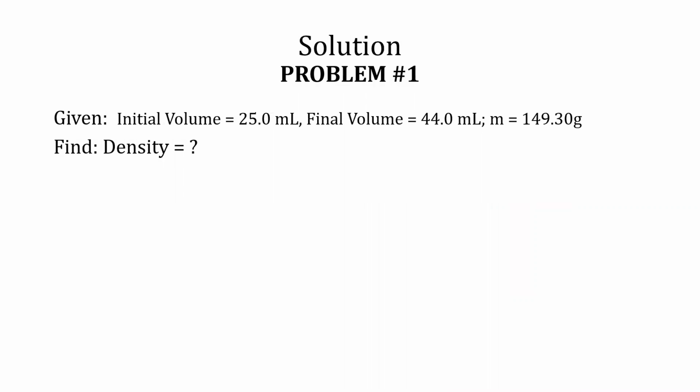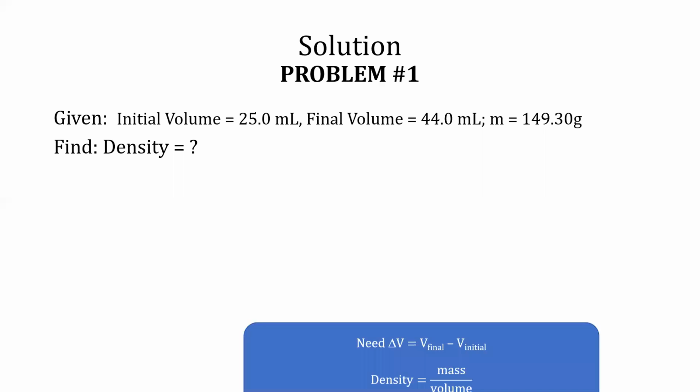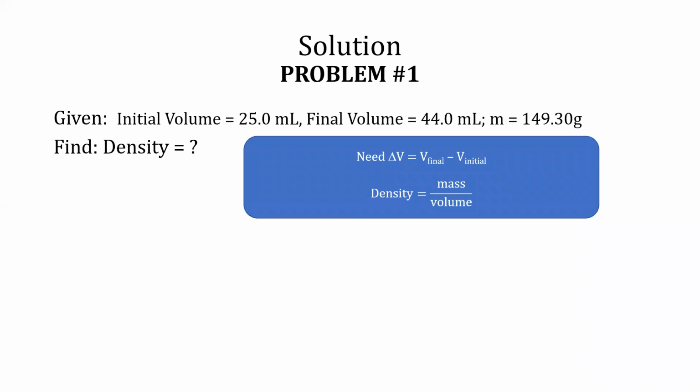Given that the initial volume was 25 ml, the final volume is 44 ml, and the mass is 149.30 grams. In order to find density, we need to find the volume of the solid, which is delta V equals V final minus V initial. Density equals mass divided by volume. The solution map is mass and volume to density.